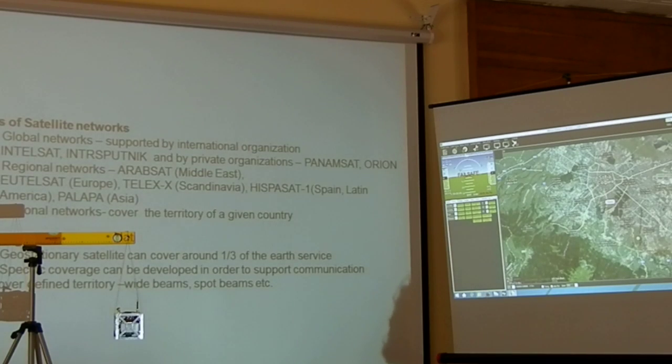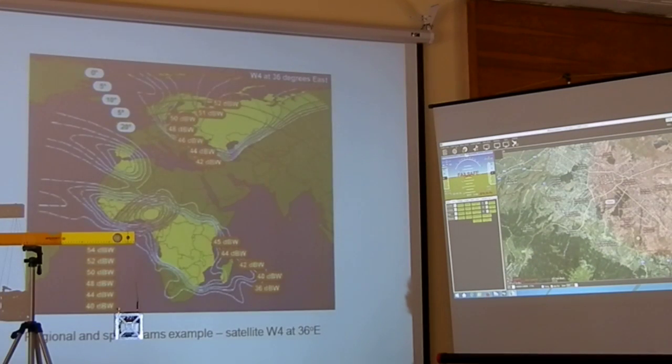Okay. So this is an example of the service areas of one of the geostationary satellites called W4. You can see the different shapes of the service area, which can be huge or small. These are so-called spot areas. In principle, if the area is small, the energy transmitted from the satellite is very dense, and you can use smaller antennas on the Earth.